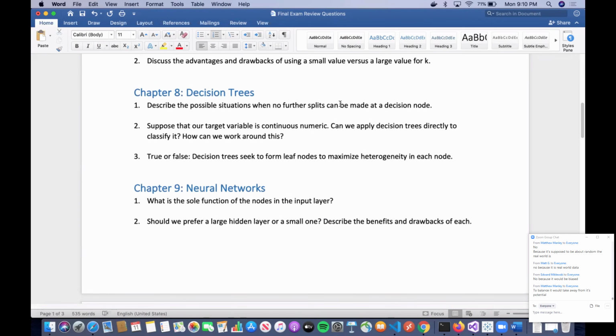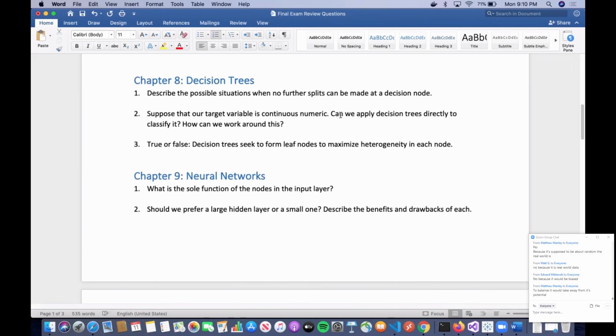So that's the advantages and disadvantages. With a smaller k value, you increase your accuracy, but by doing so, if you have an outlier, that could really throw things off and even possibly lead to overfitting. So chapter 8 is for decision trees.